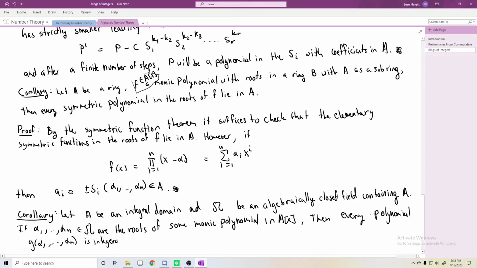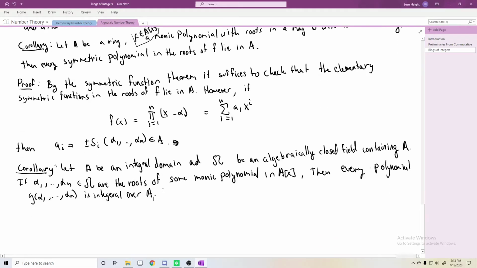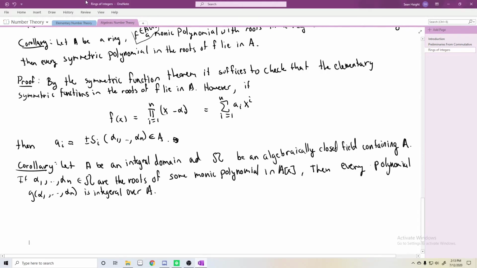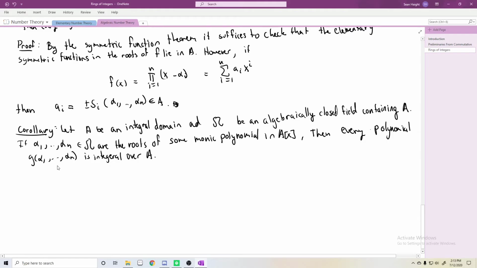Okay, so you can see why this might become handy. So you can see how this is going to imply the result, right? If I take alpha 1 and alpha 2 and I want to show that alpha 1 plus alpha 2 is integral over A, well, I find some monic polynomial that has both alpha 1 and alpha 2 as a root, and I just take g to be the polynomial x1 plus x2. Okay.